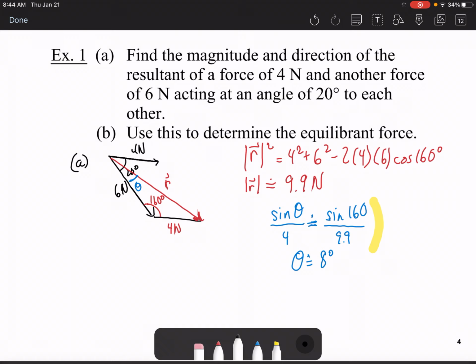So therefore, what we can say is the resultant is about 9.9 newtons, 8 degrees from 6 newtons.